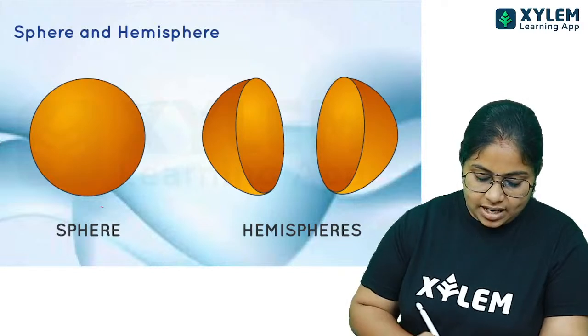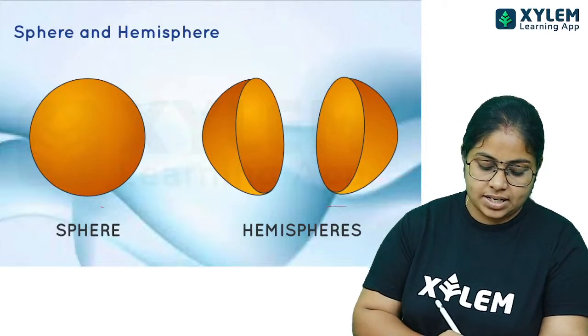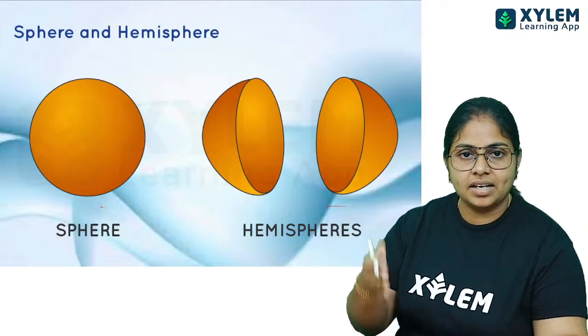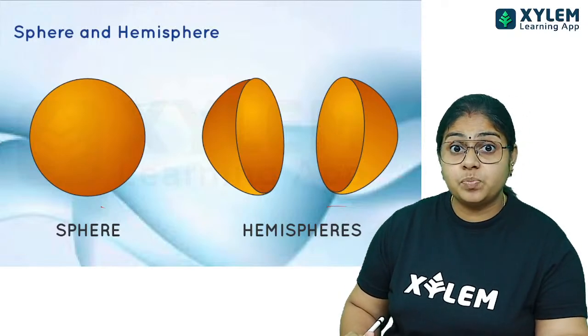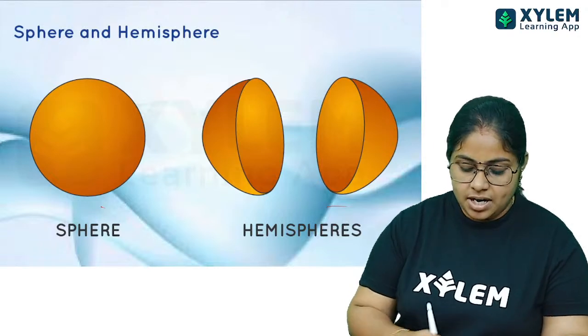Next is sphere and hemisphere. This is a figure to show you what a sphere and a hemisphere are. If we cut the sphere in the middle, we get a hemisphere. This is a hemispherical shell, and this is a hemisphere. You can see that.